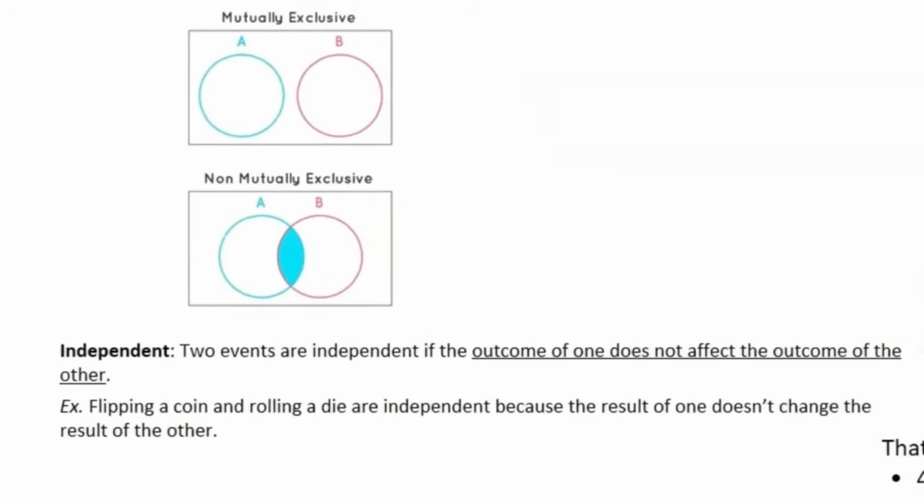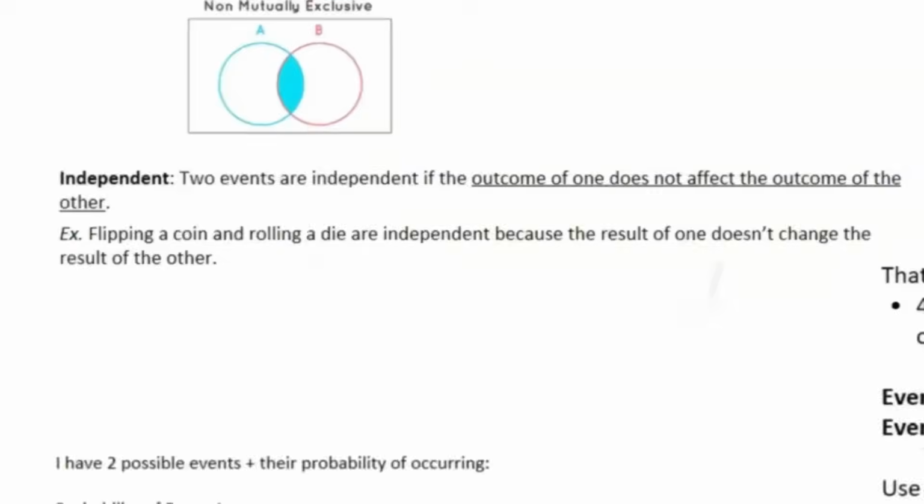The next one is independence. 2 events are independent if the outcome of one does not affect the outcome of the other. So for example, if I flip a coin and I roll a die, the result of one does not change the result of the other. Whatever I get on the coin, heads or tails, that doesn't change the probability of what I'm going to get on the die.